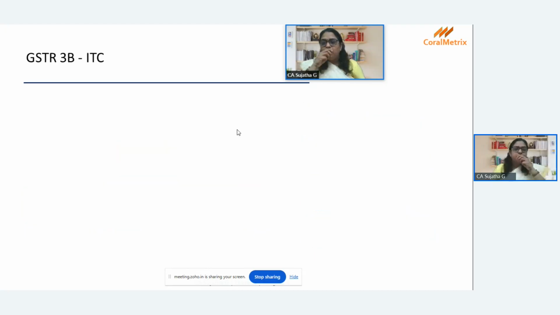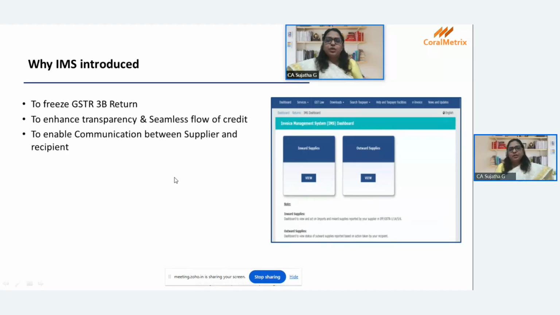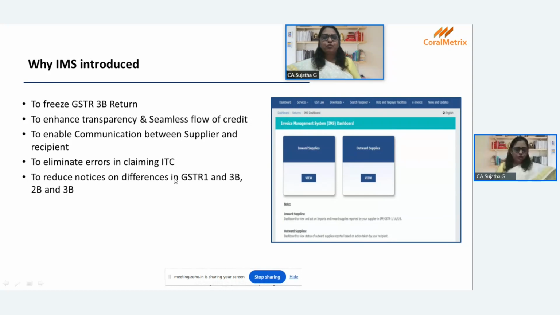Now, let's move on to the next important one. IMS, Invoice Management System, which was introduced in October, effective from 14th of October. This is one system introduced by GSTN to facilitate the communication between the supplier and the recipient.